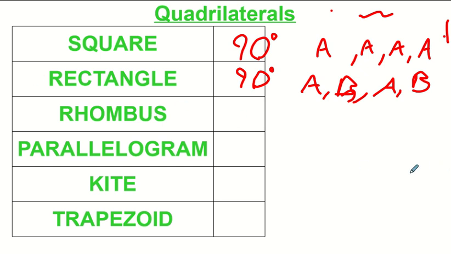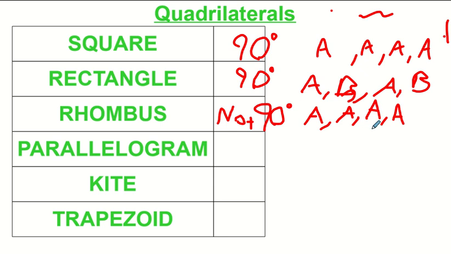All right, what about a rhombus? What are the sides like on a rhombus? A rhombus is all the same. A rhombus is basically a square in terms of the side lengths, but it is not 90 degrees. So they won't have right angles in their corners.